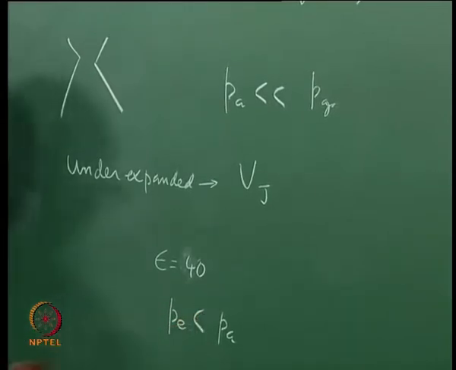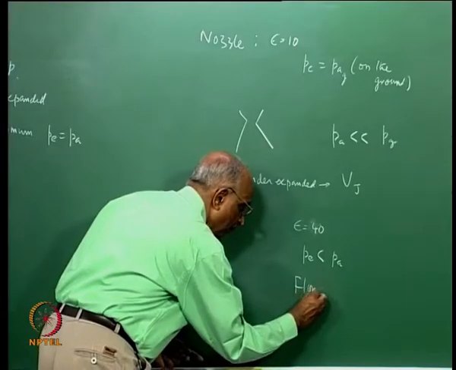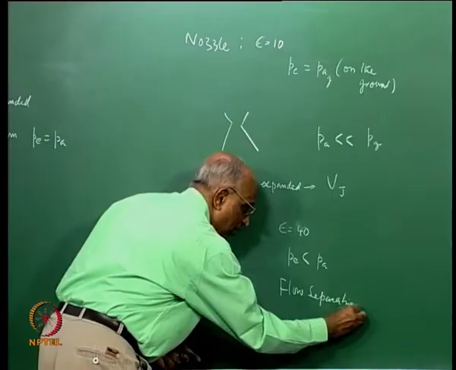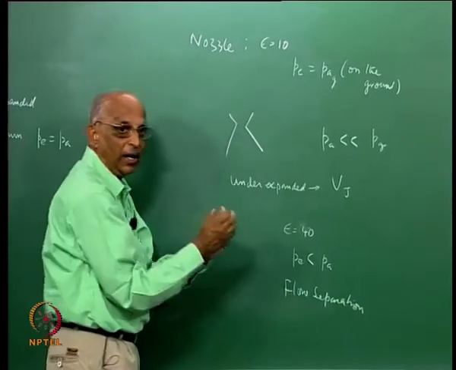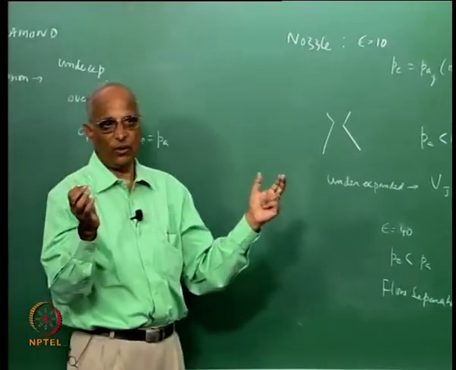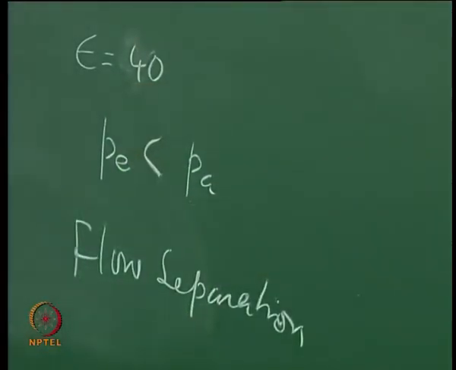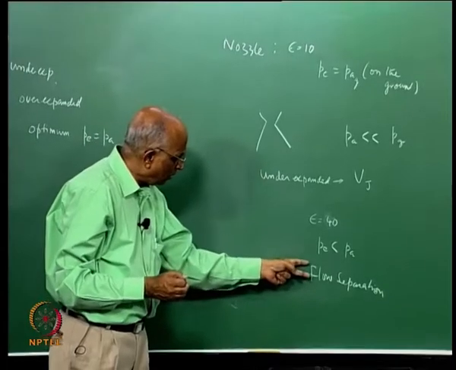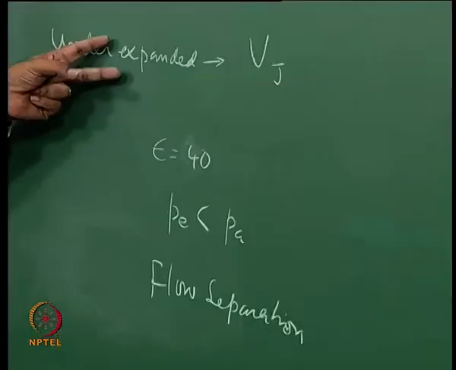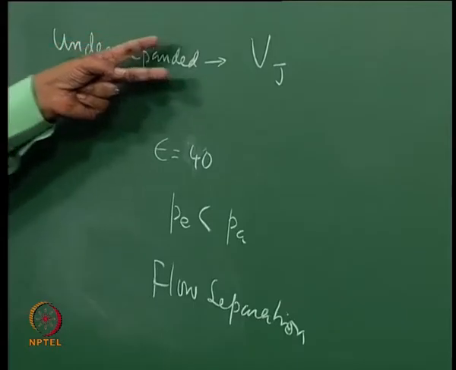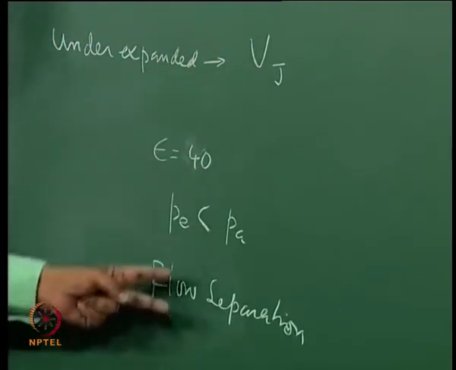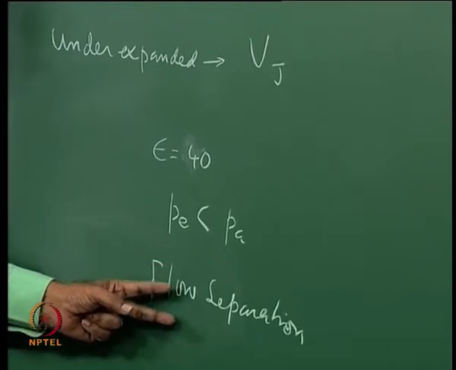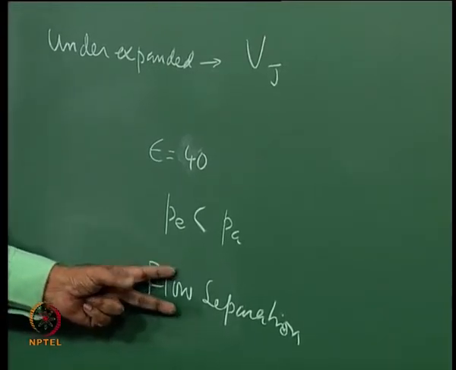Then in this case I will have flow separation, which is again not desirable, because I have shocks and I have asymmetric flow separation, or I have side loads on the nozzle. Therefore, we find that in general we cannot live with underexpansion because I lose jet velocity, but at the same time I cannot have overexpansion because I cannot deal with flow separation also.